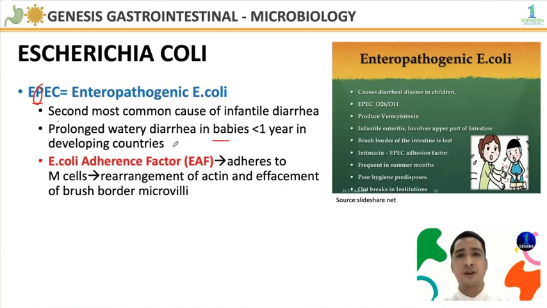So the main factor here is the E. coli adherence factor that will bind again to your M cells that will cause rearrangement of the actin and cause effacement of the brush border of the microvilli. So what will happen if there is effacement of the microvilli? Is there absorption? Of course, none. So most likely the patient will present with diarrhea followed by dehydration. So your pediatric population is most likely affected with EPEC, enteropathogenic E. coli.